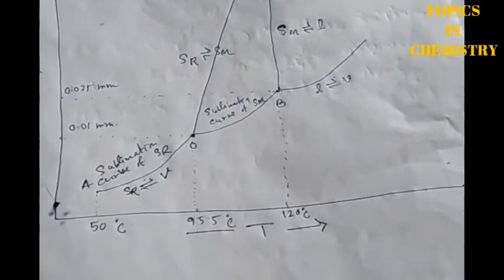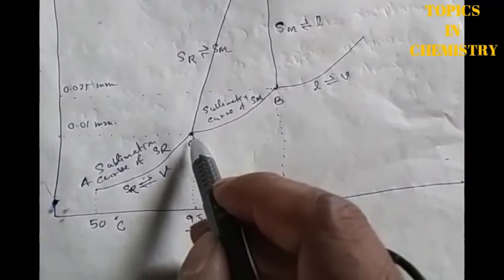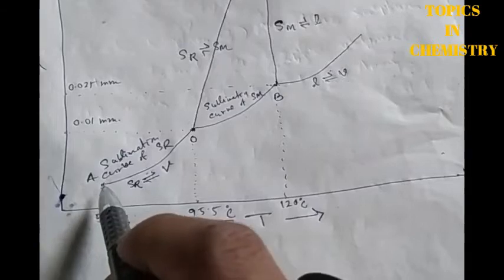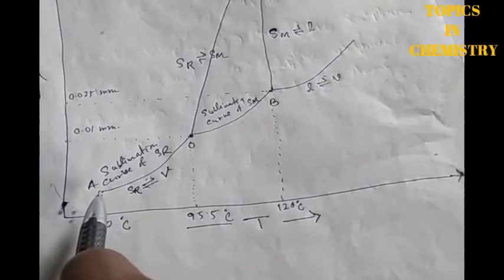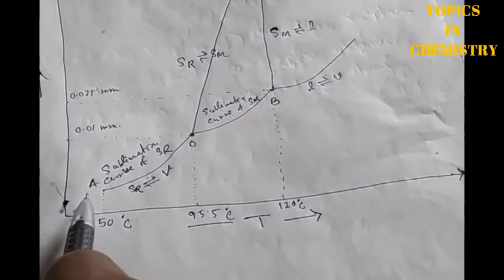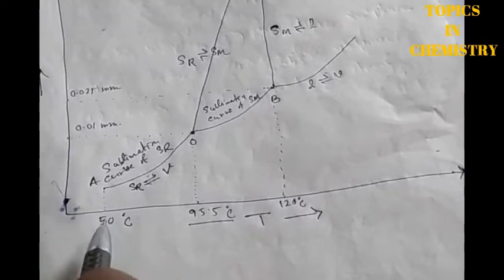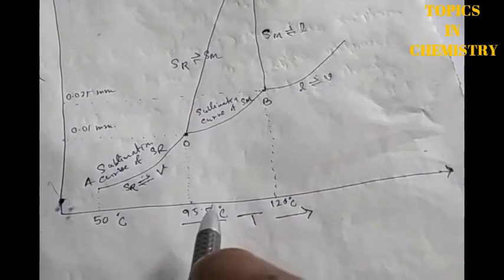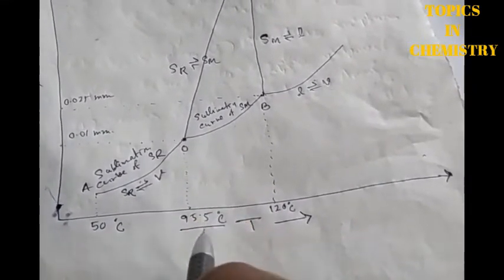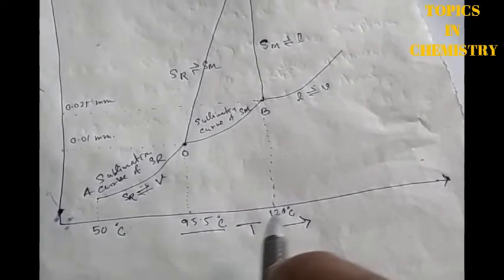So these all are solid lines. In the first solid line, rhombic sulfur is in equilibrium with vapor, and if you decrease the temperature from the O point, gradually it reaches the A point. Below the A point the line does not exist, because after that point you cannot measure the pressure. That's why this is the starting point. The starting point is from 50 degrees Celsius and it ends at 95.5 degrees Celsius. The monoclinic line starts from 95.5 degrees Celsius and ends at 120 degrees Celsius.